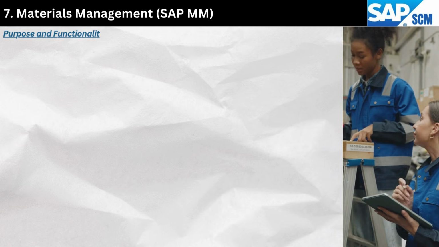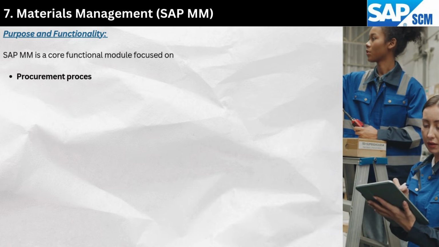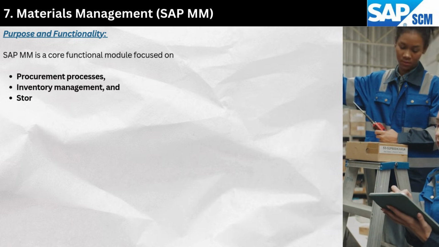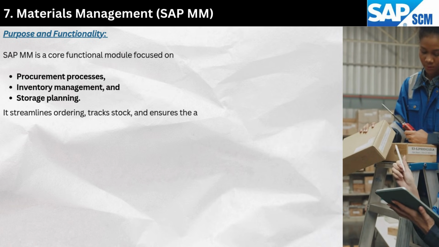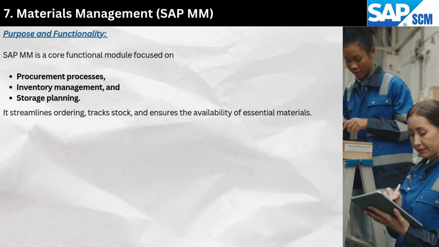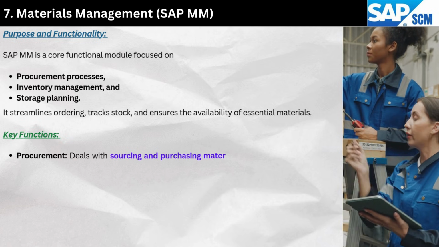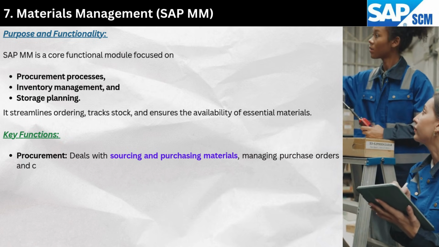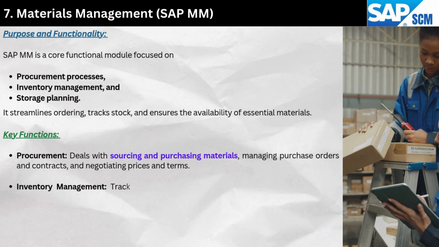7. Materials Management, SAP MM. Purpose and functionality. SAP MM is a core functional module focused on procurement processes, inventory management, and storage planning. It streamlines ordering, tracks stock, and ensures the availability of essential materials. Key functions. Procurement deals with sourcing and purchasing materials, managing purchase orders and contracts, and negotiating prices and terms.